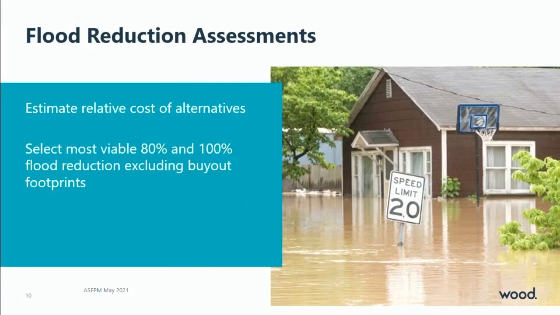One of the things we're doing in a couple of locations is we're building these alternative analyses as part of our Risk MAP type projects. And so we're not only showing up to our communities with problems, we're showing up to them with viable alternatives. And to get to a viable alternative, you've got to pick your best of the 80% and/or 100% flood reduction alternatives, excluding the buyout options, and propose those to the local stakeholders.